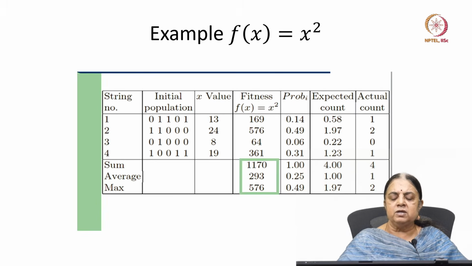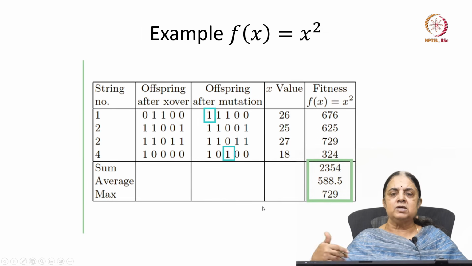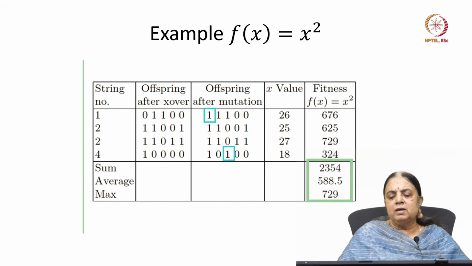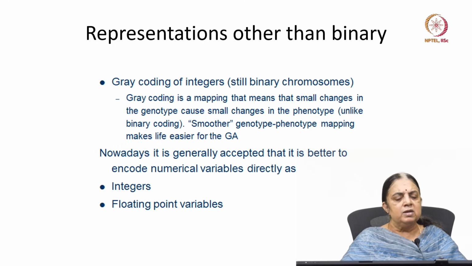In the previous generation we had a total of 1170 and 293 was the average, whereas here we have 2354 and 588 is the average, and the maximum also has improved. So this is how the genetic algorithm works. This is just a very simple example to show you how this works.